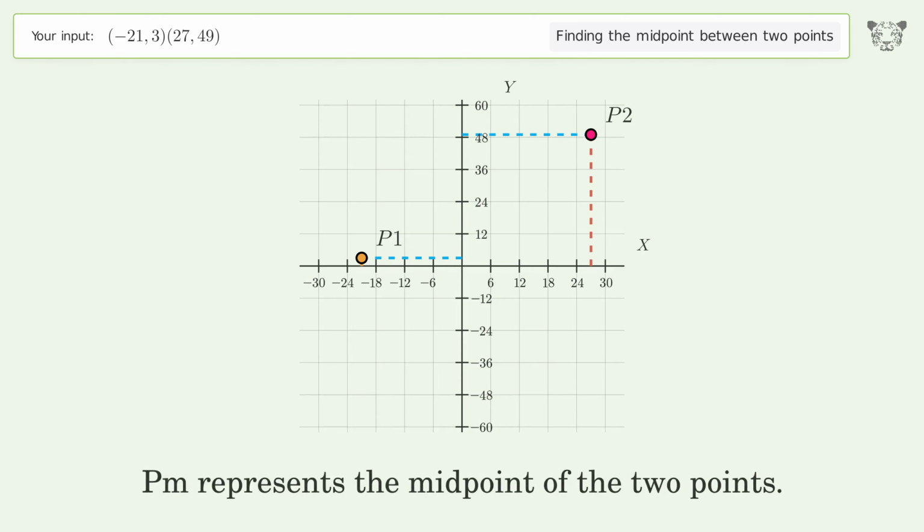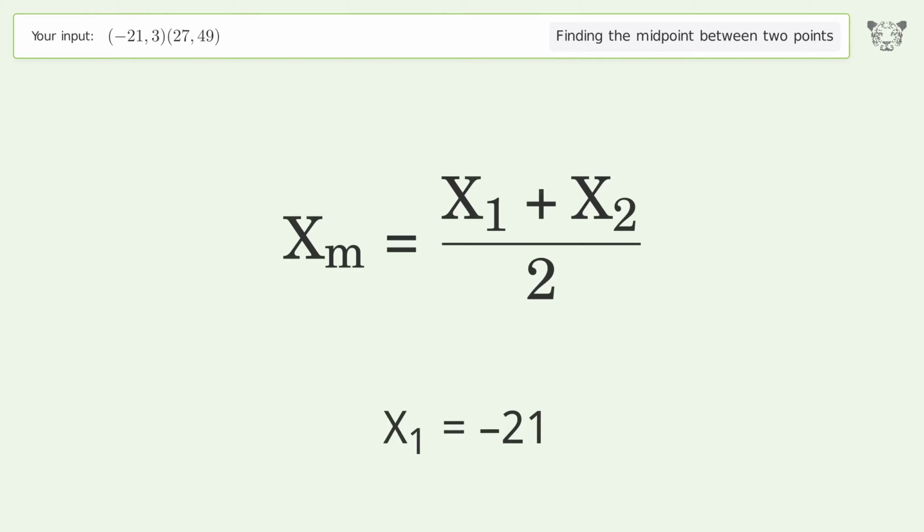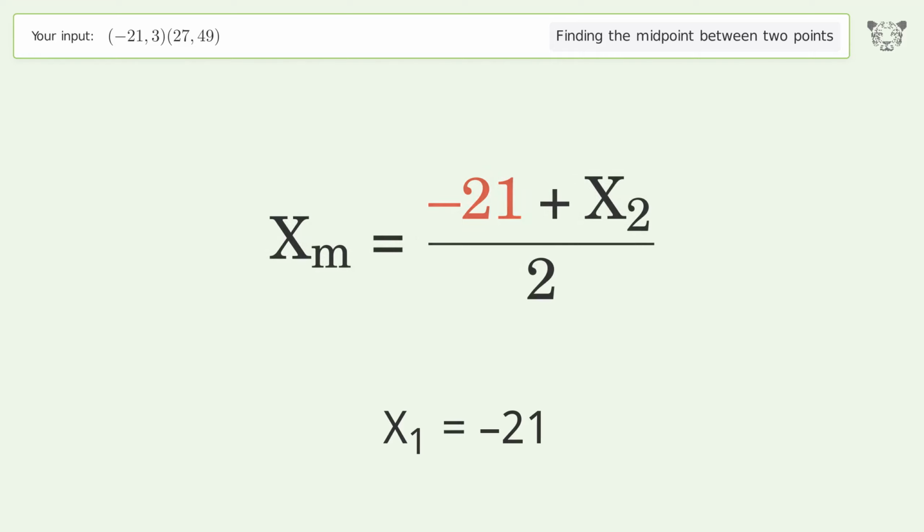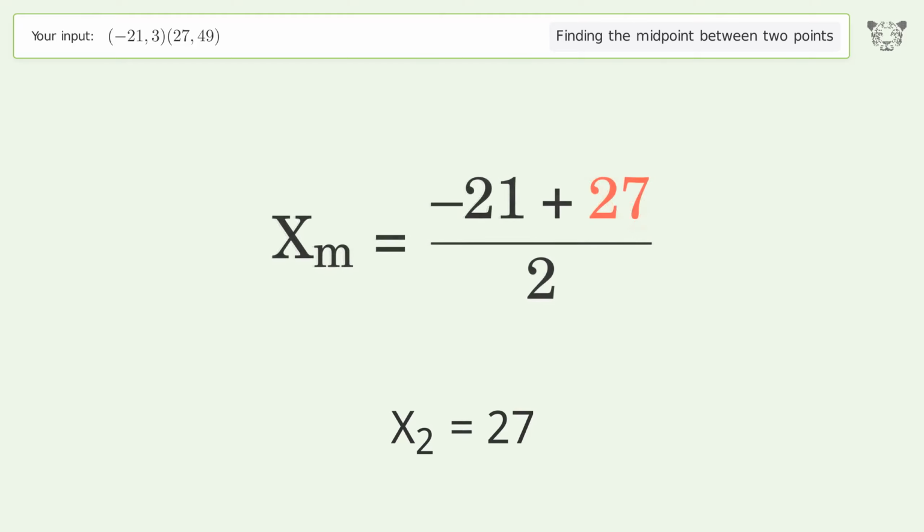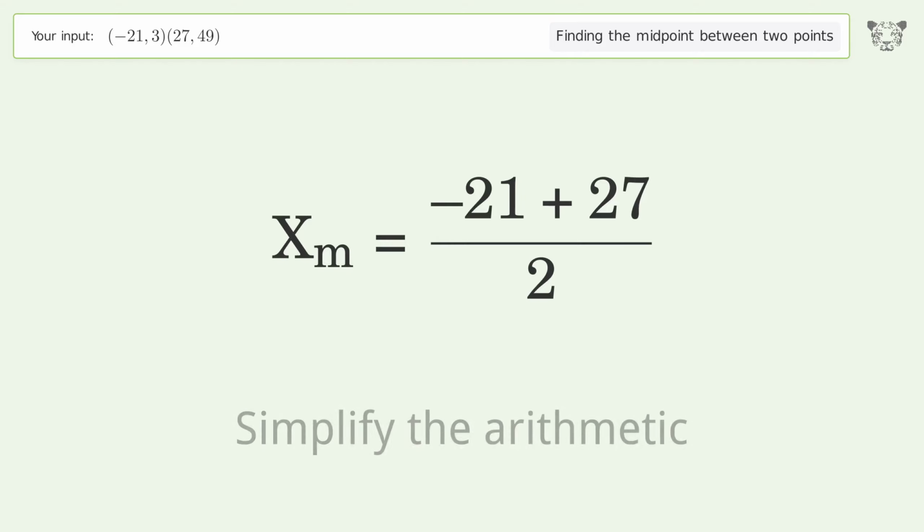Use the x values in the midpoint formula to find the midpoints x. x1 equals -21. x2 equals 27. Simplify the arithmetic.